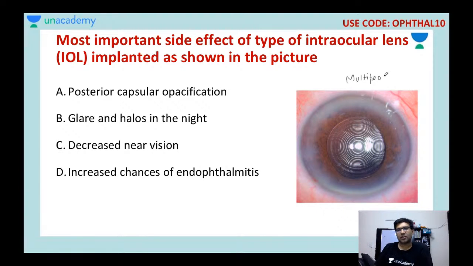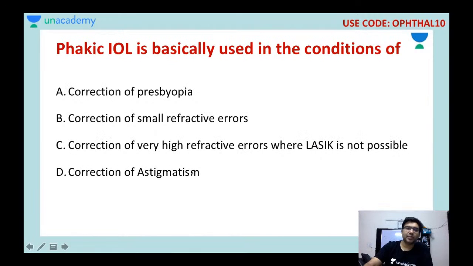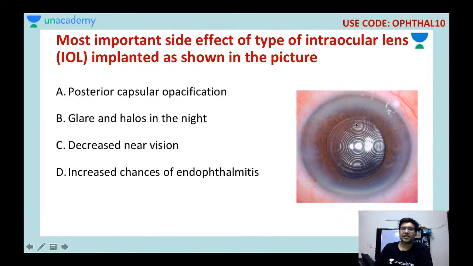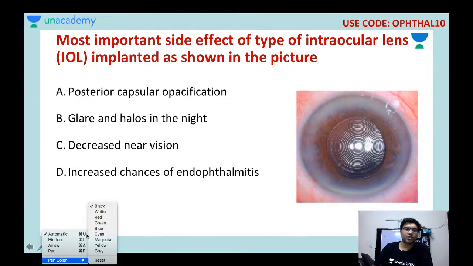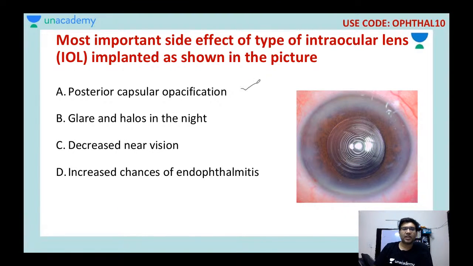If you can see, there are lots of rings here. So what these rings do is, they make the light focus on multiple focal points. So the patient can see at the distance as well as at the near. So this is the advantage of this multifocal lens. But what is the disadvantage? Because of these rings here, there are diffractions due to these rings as well. They cause the bending of the light rays from the edges, and this bending of the light rays from the edges can cause glare and halos.